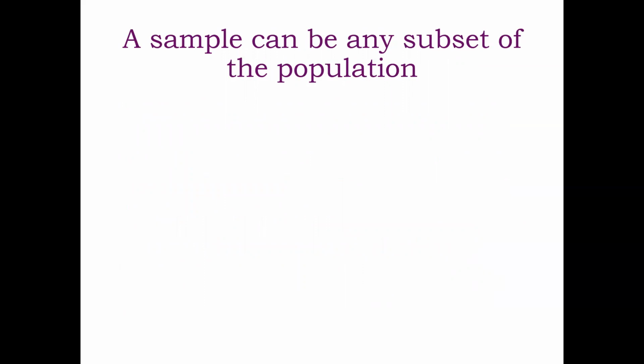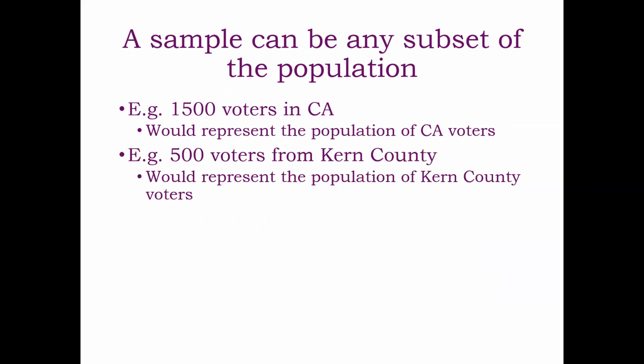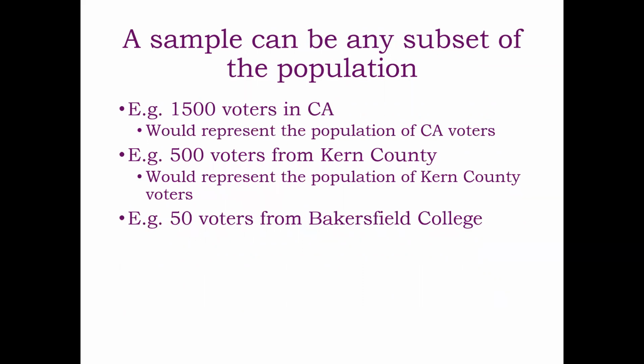One more few examples. Could be any subset. 1,500 voters in California would represent the population of California voters. 500 in Kern County would represent Kern County. 500 voters from Bakersfield College would represent the population of the Bakersfield College voters.